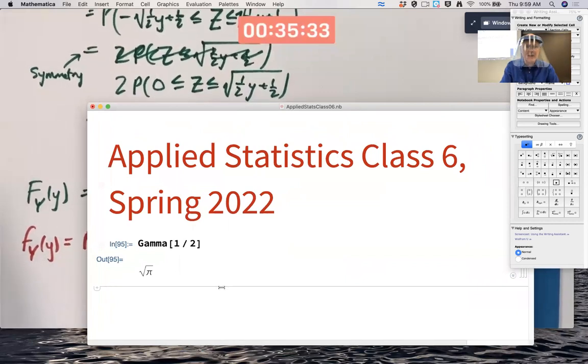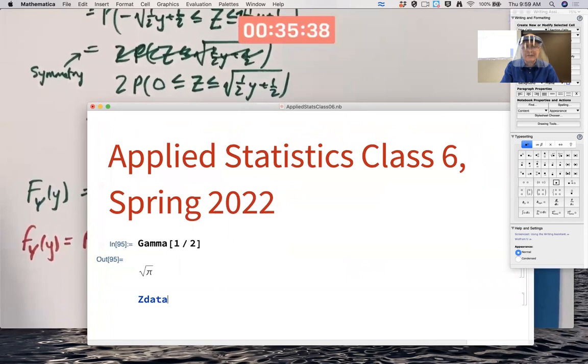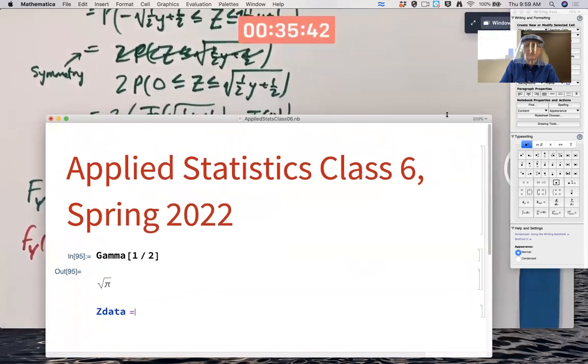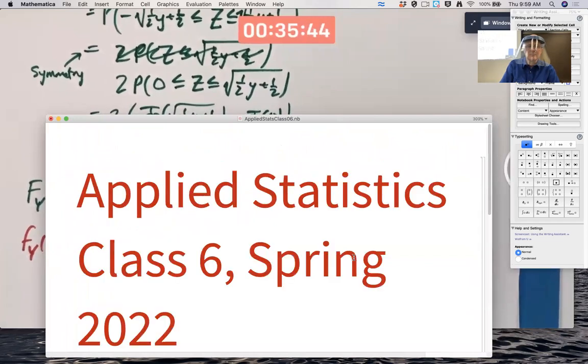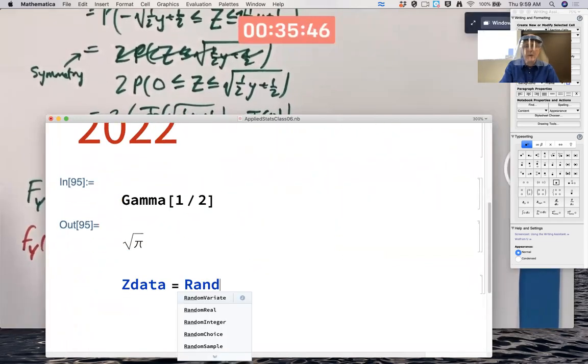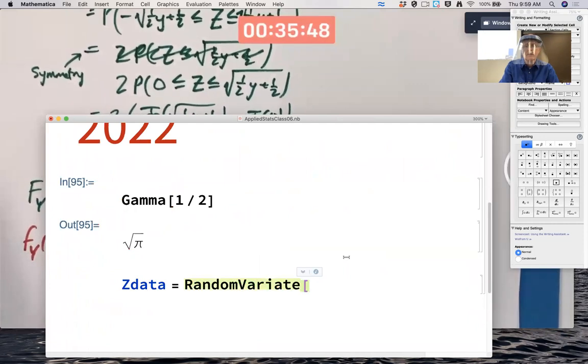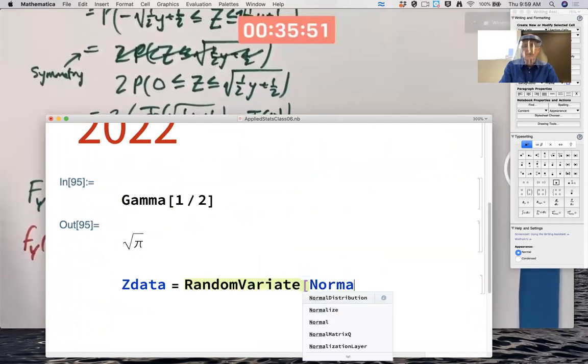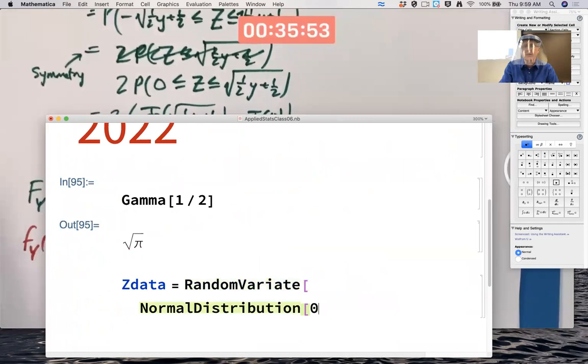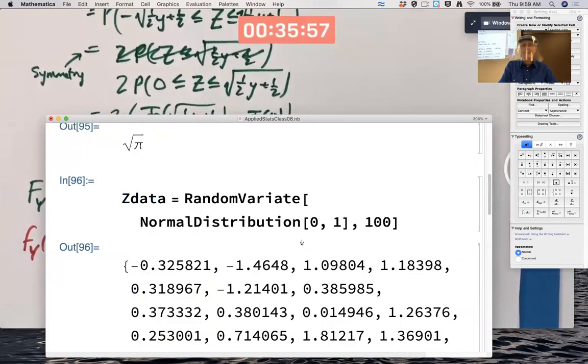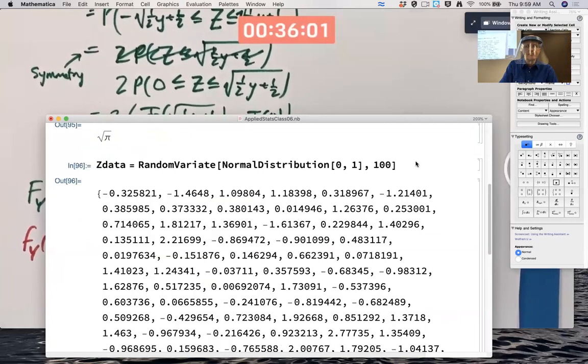So I could do something like this. I could do Z data. Random variate, normal distribution 0, 1. Do 100 times, say. There we have 100 observed values of a standard normal. I'll suppress the output.